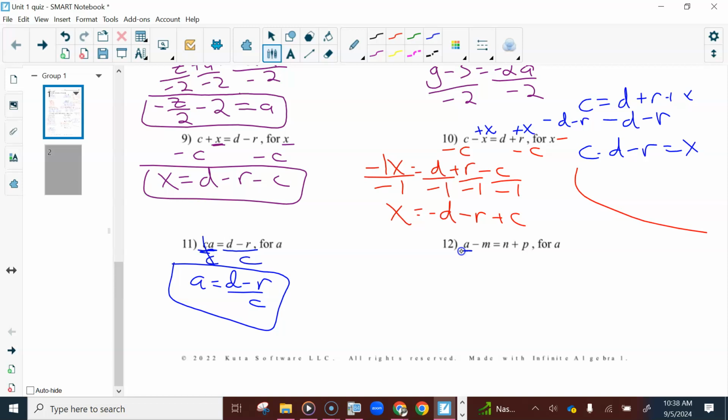In 12, we're solving for a. The nearest thing to a is the negative m. Get rid of that by adding. The m, I should have put at the end, but that part doesn't matter. The order there doesn't matter. And that was your final answer there. Do you have any questions on either of those two, this section in general?